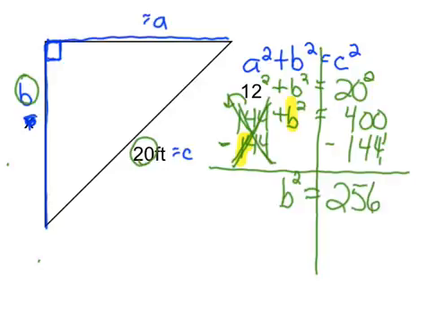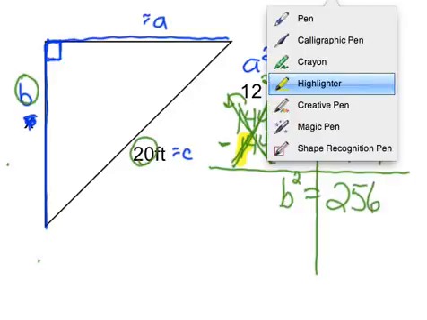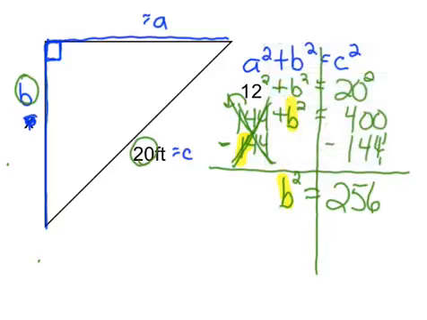I still have my variable B, but it's being squared. I have to get rid of that squared. So the opposite of squaring is square root. So I'm going to square root both sides. Those cancel out and leave me with the letter B. And the square root of 256, if you type that in your calculator, is 16. That's my answer.